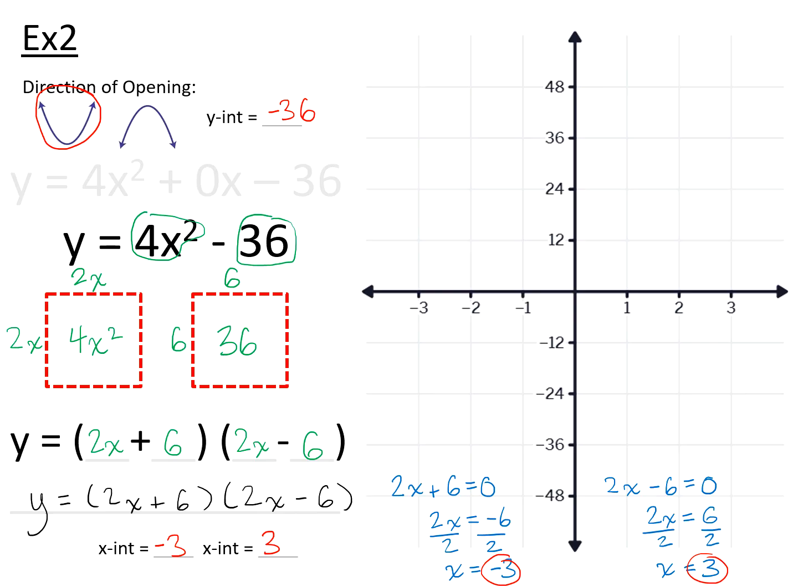Since we know the x-intercepts are -3 and +3, let's plot that over here, and we know the y-intercept is -36 from before. And if I do a rough sketch of a parabola through these x-intercepts and y-intercepts, our quadratic relation will look like that.